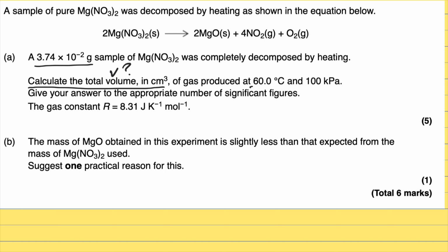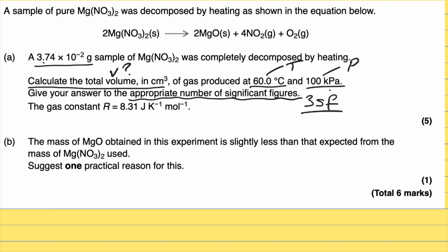Of gas produced at 60 degrees Celsius temperature, 100 kilopascals pressure. Give your answer to an appropriate number of significant figures. An appropriate number looking at all the data, so 3 sig figs. So an appropriate number is going to be 3 significant figures.